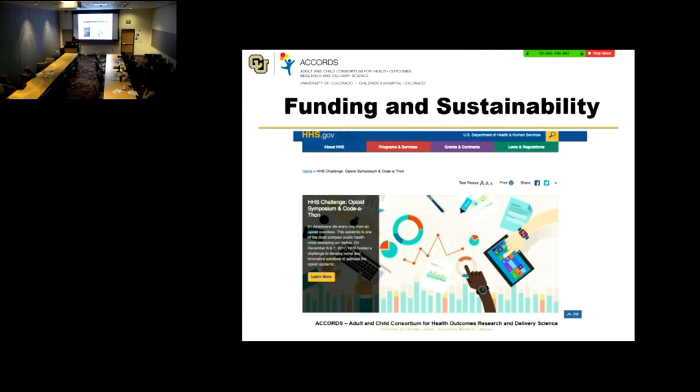So this is a picture from an opioid symposium and codathon that was held in late December. The Agency for Healthcare Research and Quality is doing one right now that they should be finalizing this month and announcing in the spring, focused on patient-reported outcomes. So there are some of these non-traditional mechanisms for funding out there as well.